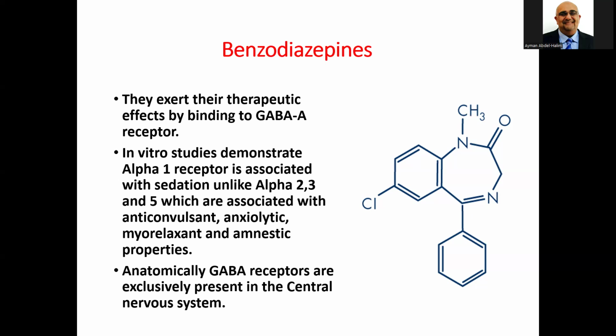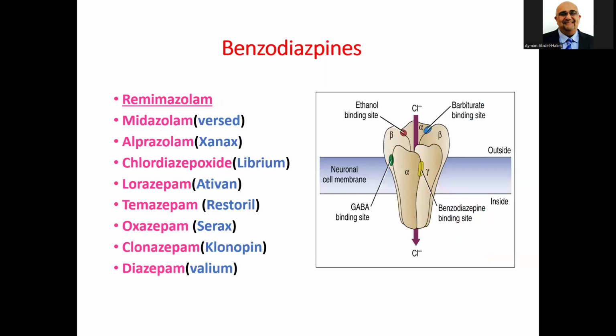So we have a set of drugs that work only on alpha 1, and these are the only FDA approved drugs for sleep. We're going to mention them right now. And then we have the rest of the benzos that work on 1, 2, 3, and 5, which help as an anticonvulsant, anxiolytic, myorelaxant, and have amnestic properties, such as Valium, for example. Okay, so these are the benzos.